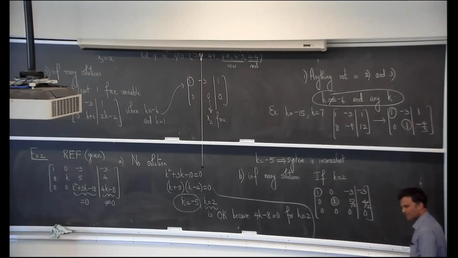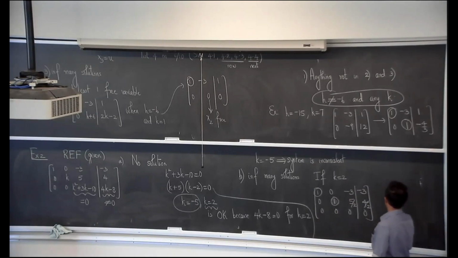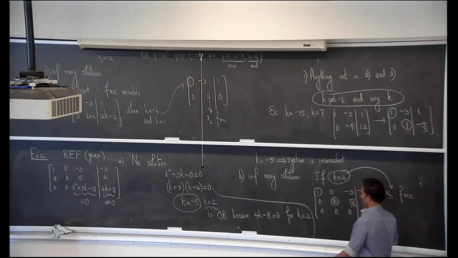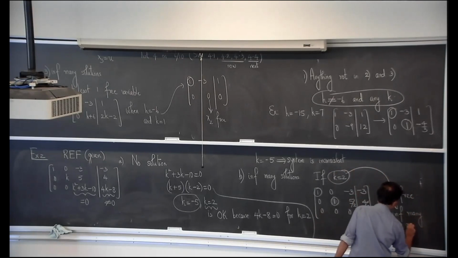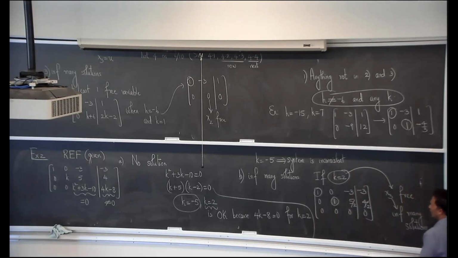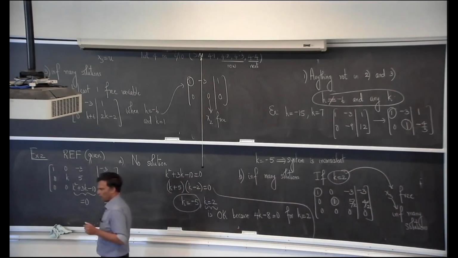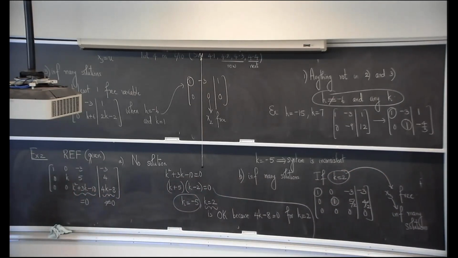So what do you think? Is X3 free? Yes. So if K equals 2, there is a free variable, which means there are infinitely many solutions. Is there any other value of K where this could happen? K equals 0. You have to look carefully why that is true.